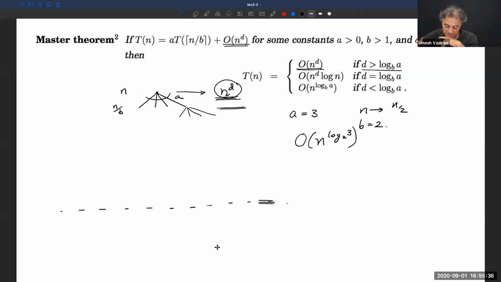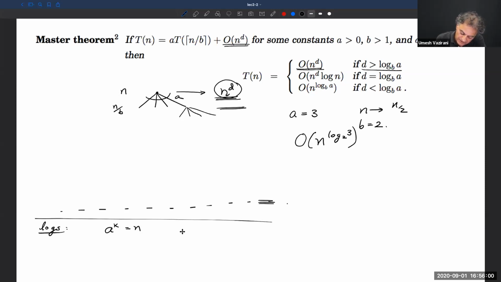While you're thinking of questions, let me remind you about how one does logs. How do you think about logs? Remember, if a to the power of k equals n, then k equals log of n to the base a. That's just the definition of log. Now suppose that a to the k equals b to the l equals n. So now k equals log to the base a of n, and l equals log to the base b of n.